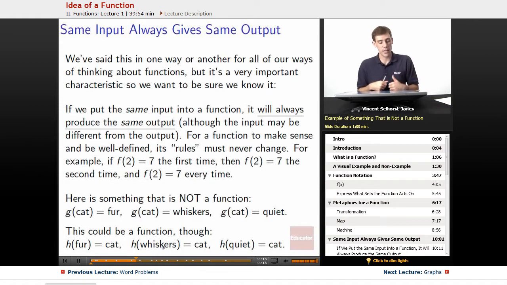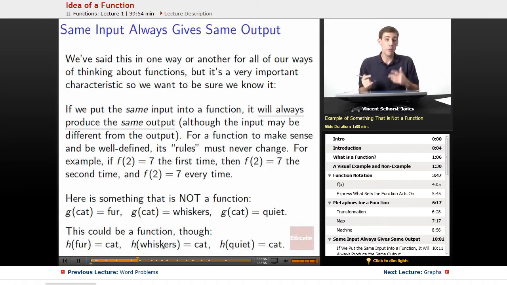G of cat equals fur. G of cat equals whiskers. G of cat equals quiet. This can't be a function because we've got three totally different destinations when we plug in cat. And what determines whether we go to fur, whiskers, or quiet? There's no reason why we should use one set of rules or another, so it's not a function. There's no reliability here. We don't know when we plug in cat if we're going to go to fur, whiskers, or quiet.